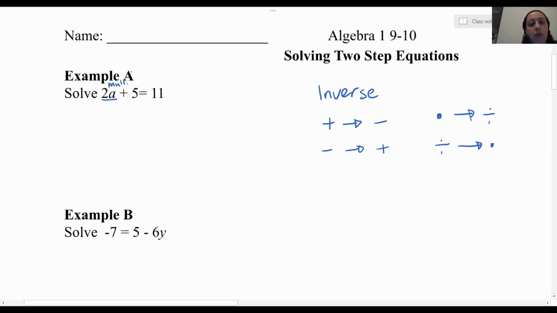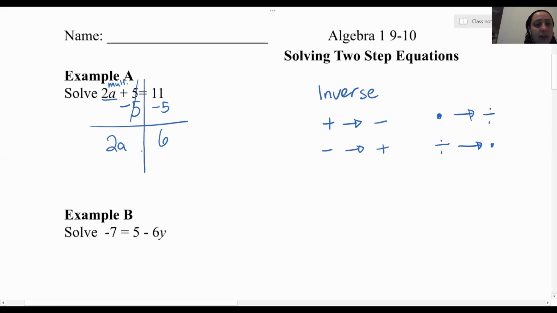Now we want to use our inverse operations in the opposite order of operations. So we're going to start with the plus or the minus first. So we have plus, the inverse of plus is minus. Minus what? 5. So now 5 minus 5 is 0, so we can cross it out. 11 minus 5 is 6. And we bring down this 2a.